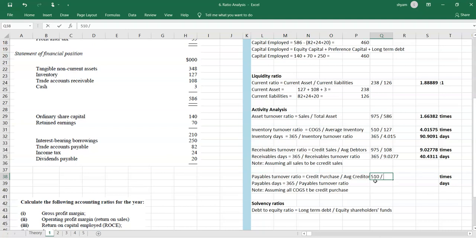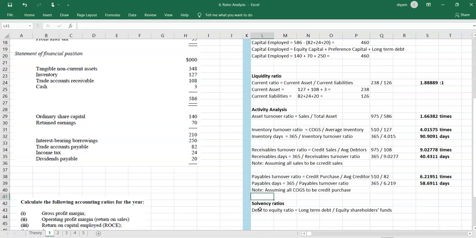Divided by average creditors. So creditors is payables. So we have trade accounts payables, okay, so that would be the creditors. So we'll take 82 and we'll solve it. So the answer is 6.21. So the number of days is 58 days.